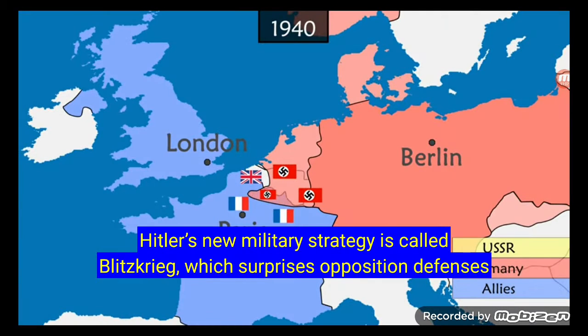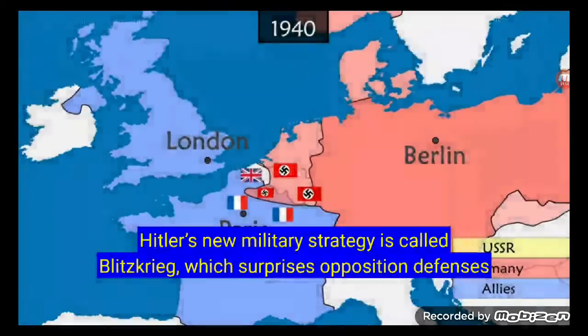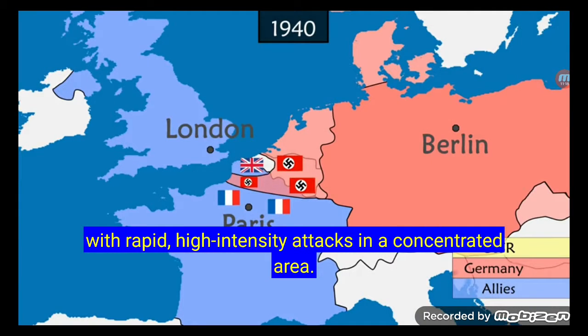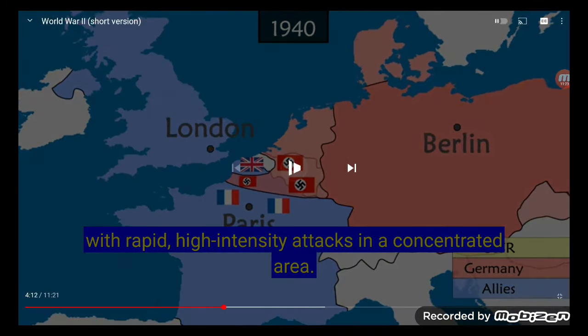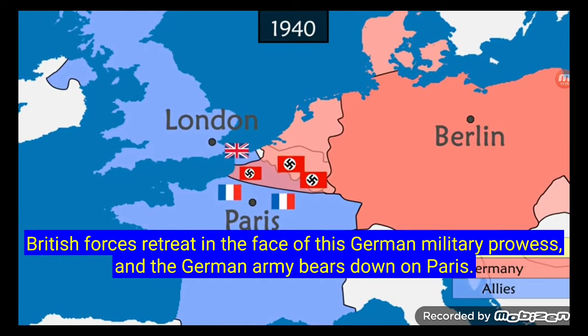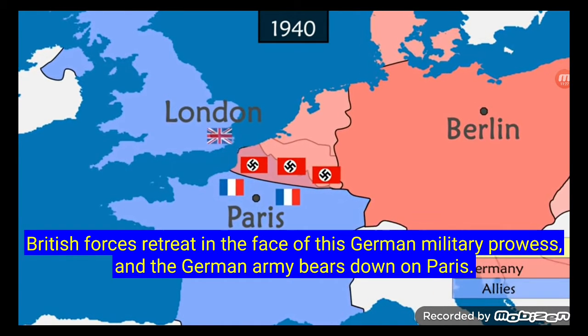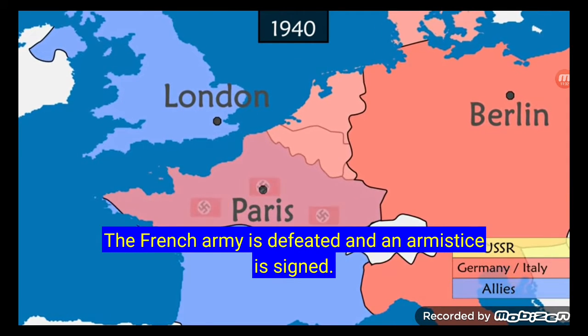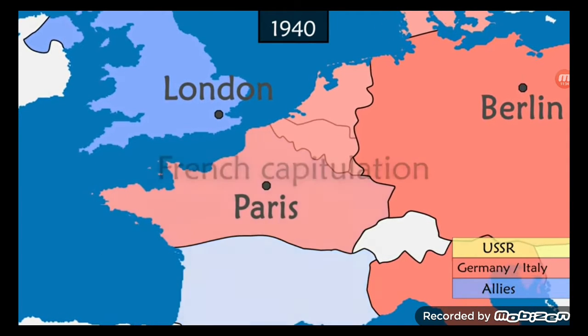Oh, I know this. You see, Germany surrounding the United Kingdom soldiers, that is Blitzkrieg. I'll show you. Defenses with rapid, high-intensity attacks in a concentrated area. That is Blitzkrieg. Germany, I don't want to be rude, but that's cheating. British forces retreat in the face of this German military prowess, and the German army bears down on Paris. The French army is defeated and an armistice is signed.